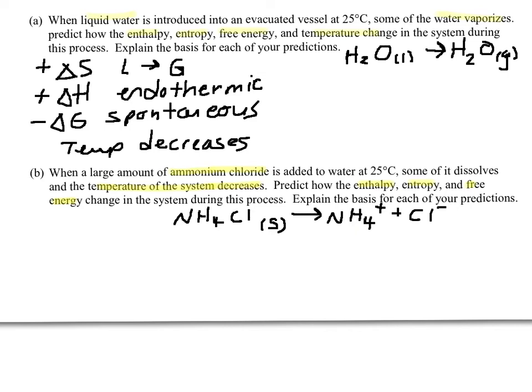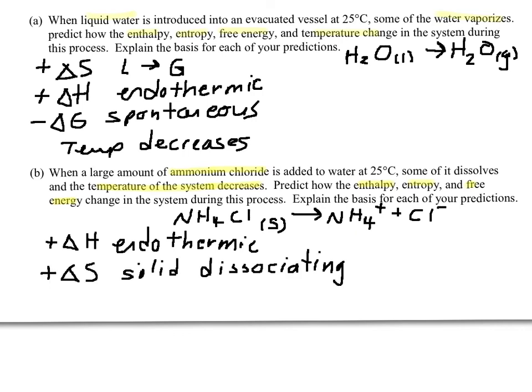If the temperature decreases, it means it's an endothermic reaction. So we're going to have a positive delta H. Since we have a solid dissociating into ions, it is becoming more disordered. So its entropy is increasing, so positive delta S. And to predict free energy, we'll look and see if the reaction was spontaneous or not. Put it in water, it dissolves, and it dissolves pretty easily without any kind of outside help. So this is a spontaneous reaction, so negative delta G.